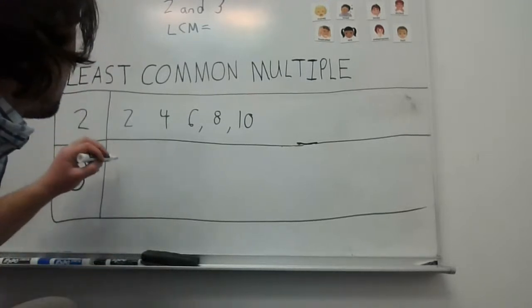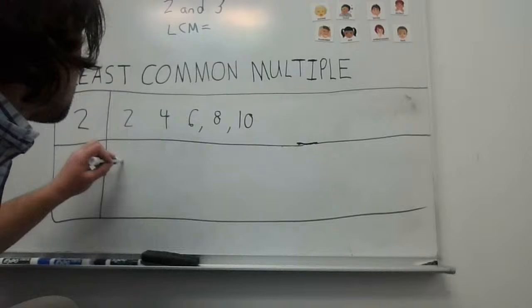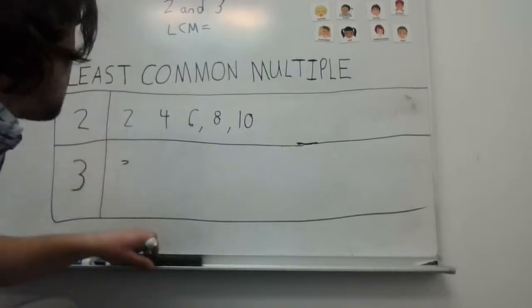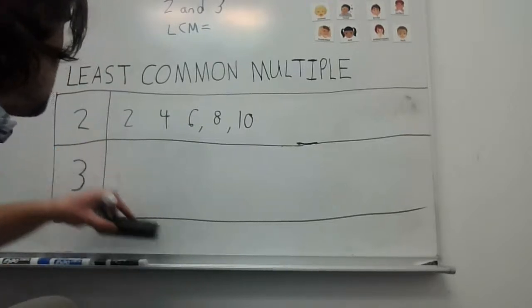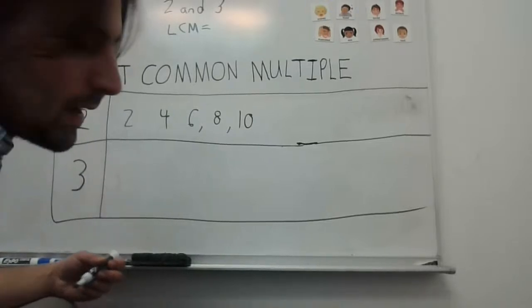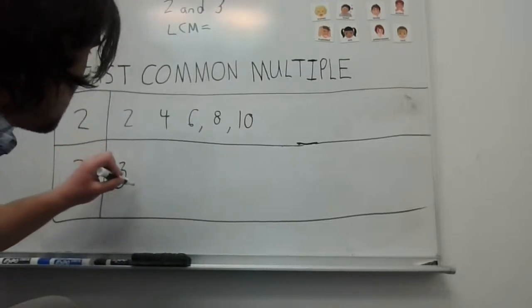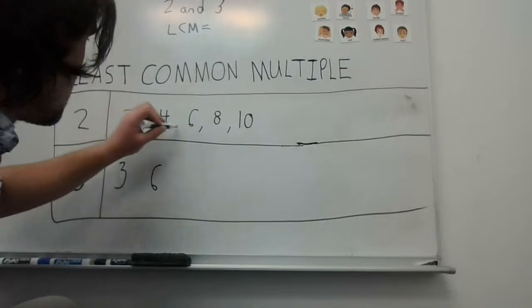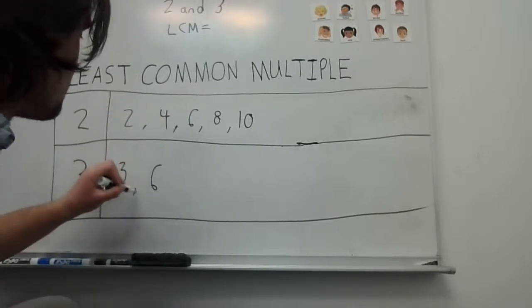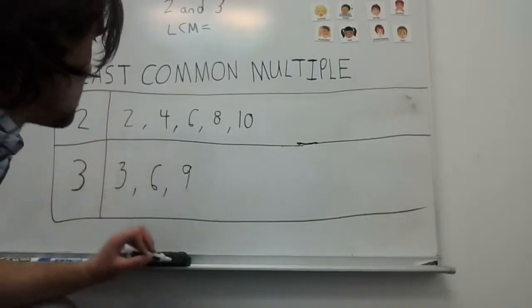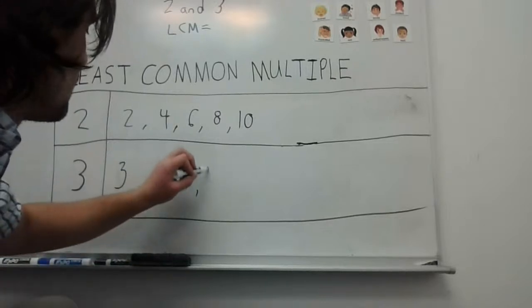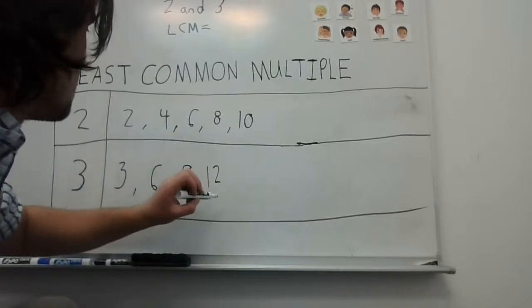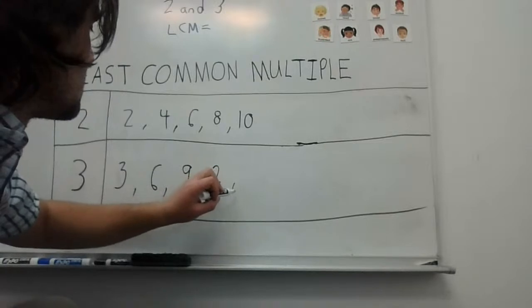All right, now multiples of 3. So now I'm going to write 5 multiples of 3. 3, 6, forgot my commas, 9, 12, 15.